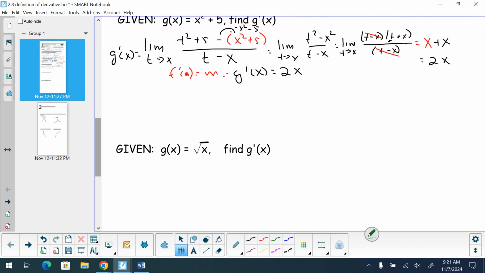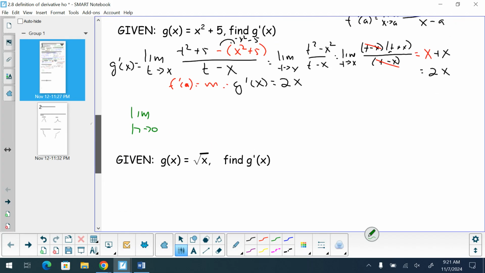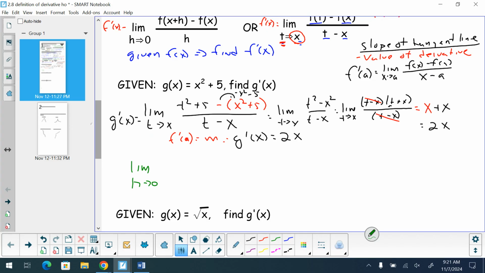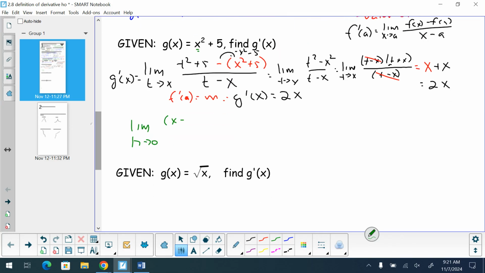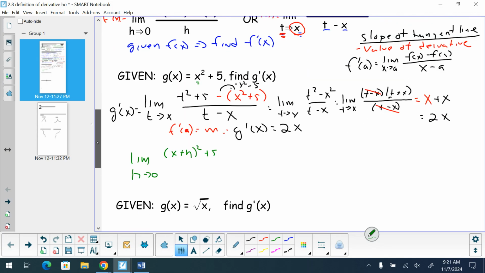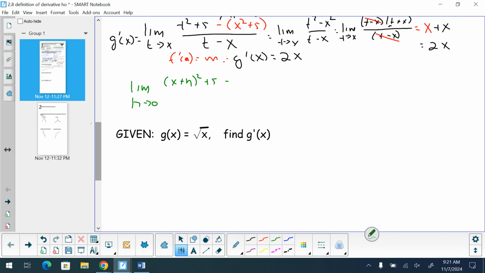If we use the difference quotient, we have the limit as h approaches 0 of f of x plus h. So, for my x, I'm going to put in x plus h, quantity squared, plus 5. So that was my f of x plus h, minus my f of x, all over h.